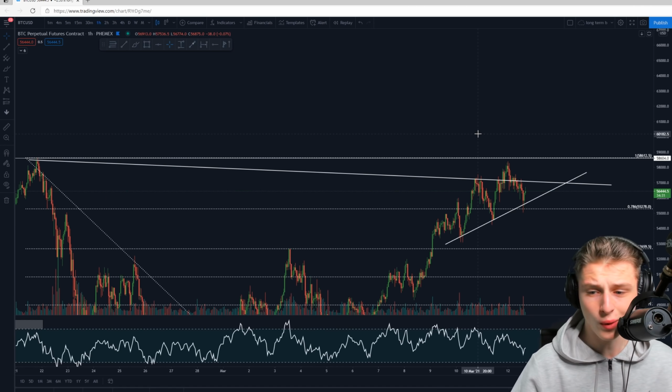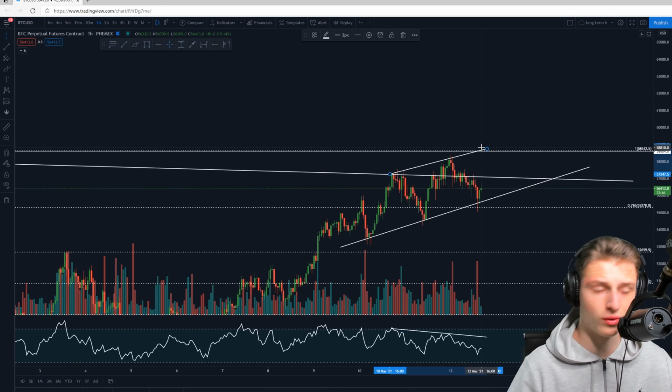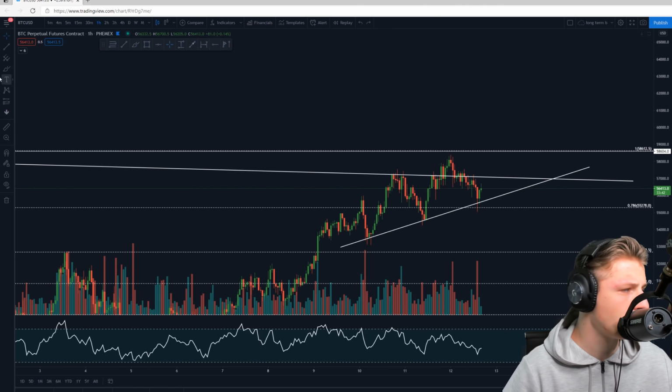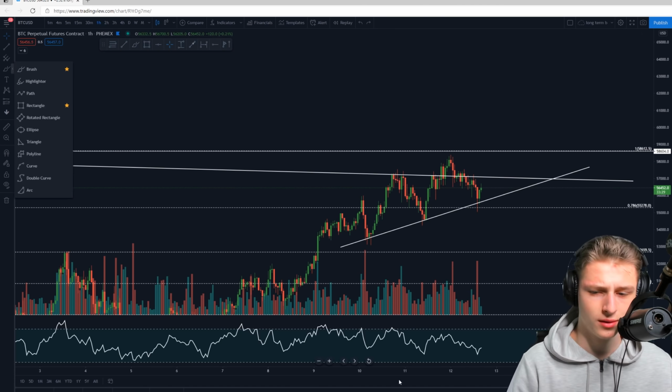But of course, we also want to look at the divergences, because if you look at the 4 hourly and the 1 hourly, you can see that we are creating bearish divergences. Looking at the 1 hourly, you can see in the RSI we are creating a lower high and a higher high in the price chart, which is leading to a bearish divergence. That was the main reason why we were pushing lower here.